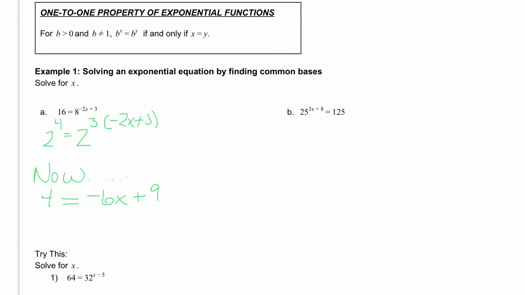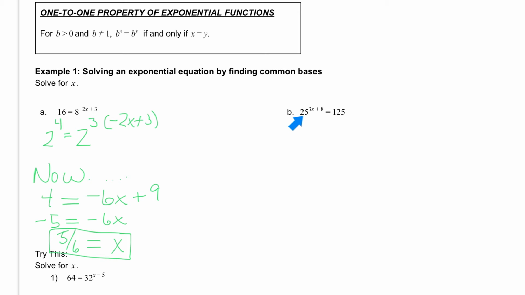And now all I have to do is solve for x. To do that, I want to start by subtracting 9 from both sides. And if I subtract 9 from both sides, I get negative 5 equal to negative 6x. And then I want to divide both sides by negative 6. And if I divide both sides by negative 6, I get x is equal to a positive 5 over 6. And that's my answer. If you want to check your answers, you can always take this and plug it back in here to make sure 8 raised to the negative 2 times 5 over 6 plus 3 is equal to 16.